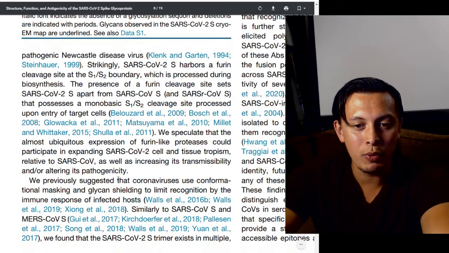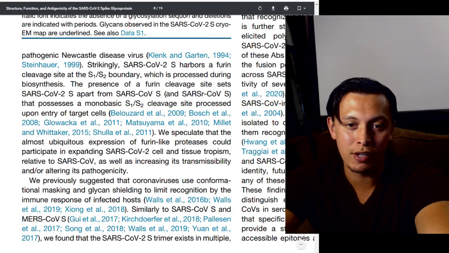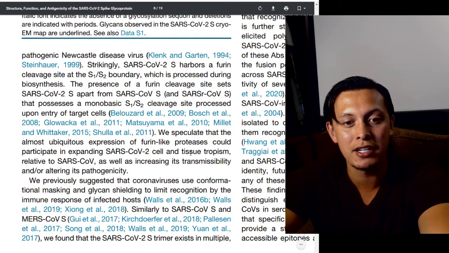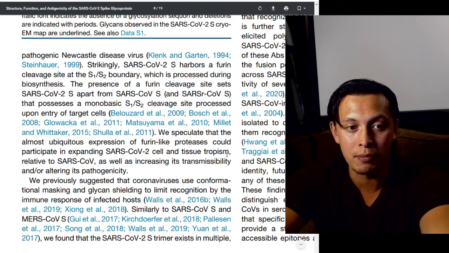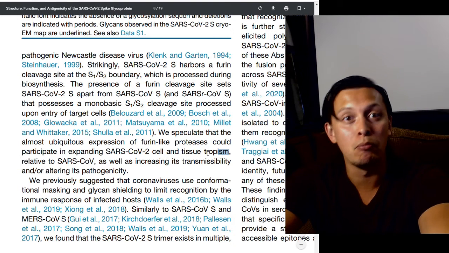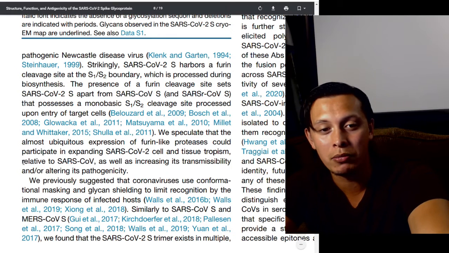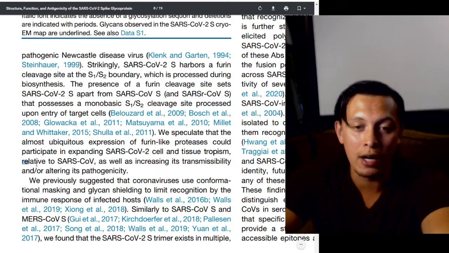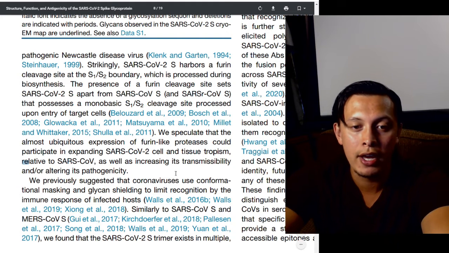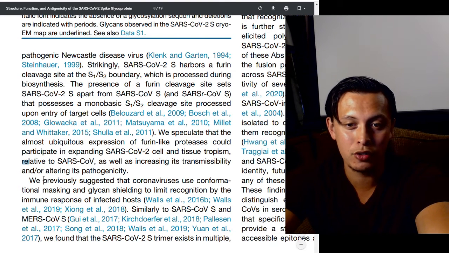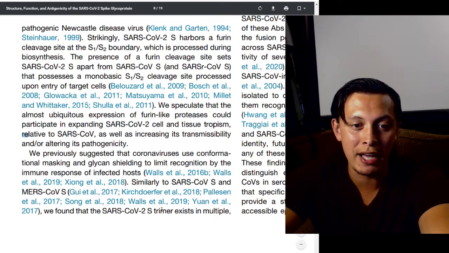Continuing, we speculate that the almost ubiquitous expression of furin-like proteases could participate in expanding SARS-CoV-2 cell and tissue tropism, meaning that they can infect more tissues than it would normally be able to infect relative to SARS-CoV, as well as increasing its transmissibility and/or altering its pathogenicity.